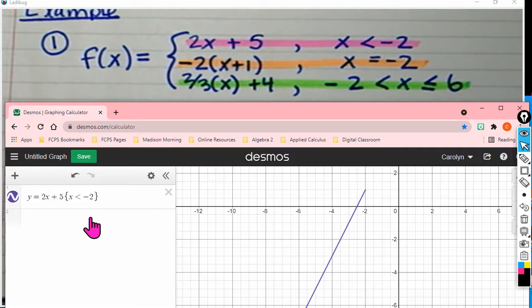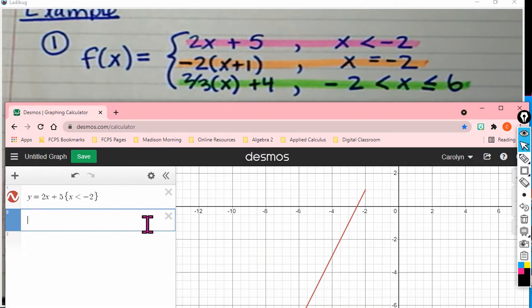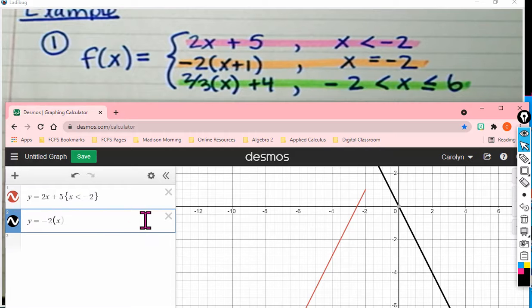Now Desmos is awesome, but it doesn't actually do this exact format. I have to do it in 3 separate lines. So let me go ahead. I'll change this one to red so it sort of matches. Okay, now I'm going to do the orange one. Y equals negative 2. There is a little video on Schoology that shows you how to do this if you're interested in looking at it again.